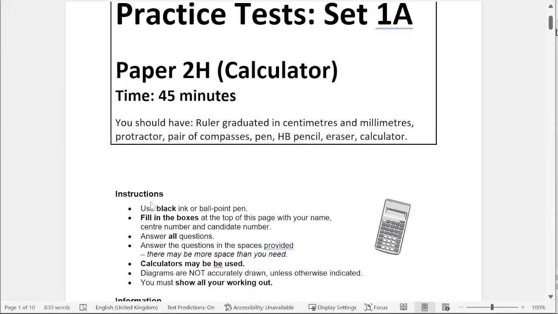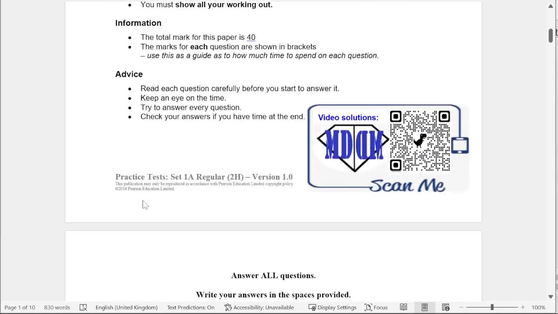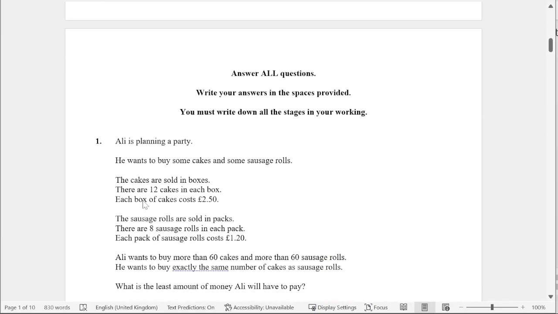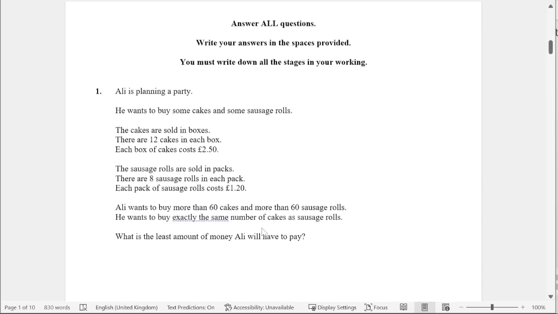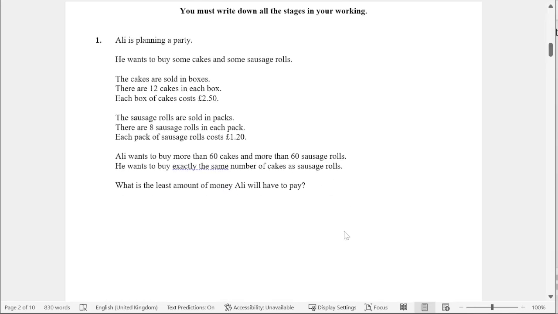Okay, so this is the paper, and we will make a start. So question one. Ali is planning a party. He wants to buy some cakes and some sausage rolls. The cakes are sold in boxes. There are 12 cakes in each box. Each box of cake costs £2.50. The sausage rolls are sold in packs. There are 8 sausage rolls in each pack. Each pack of sausage rolls costs £1.20. Ali wants to buy more than 60 cakes and more than 60 sausage rolls, and he wants to buy exactly the same number of cakes as sausage rolls. What is the least amount of money Ali will have to pay?